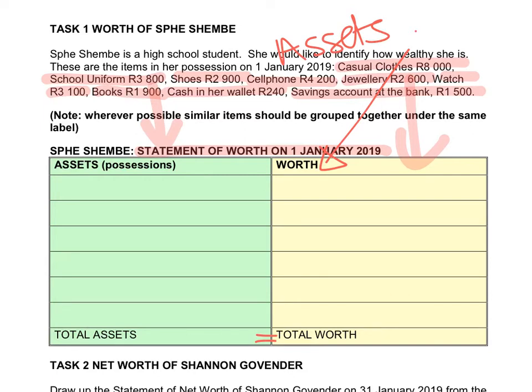So what you've got to do is fill in these assets on the green side, where it says assets or possessions. And what I want you to take note of is that wherever possible, you're going to group similar items together under the same label. So let's begin. Clothes, school uniform, and shoes could all be classified together under the heading called clothing.